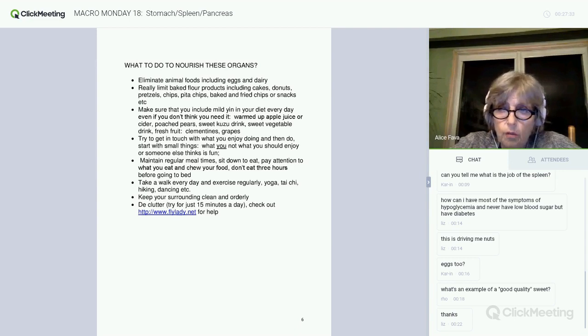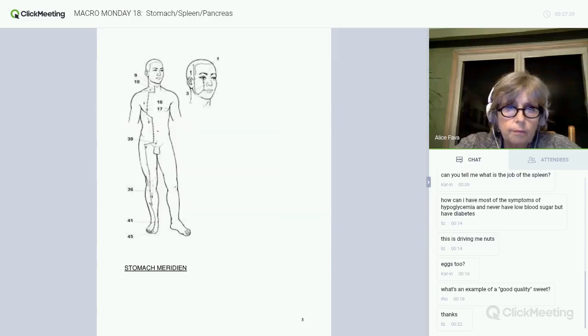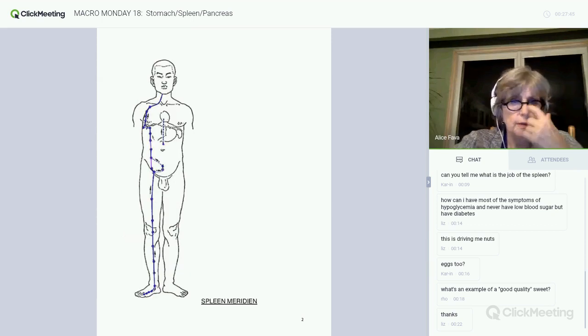Okay, so the other thing I want to mention, we can just go back to the meridian charts. For those of you, well, Ro is new, but for Liz and Karin and Susan, you already know about the Meridian Stretch, and also about slapping on your meridians. So if you go, for example, take the Spleen Meridian.